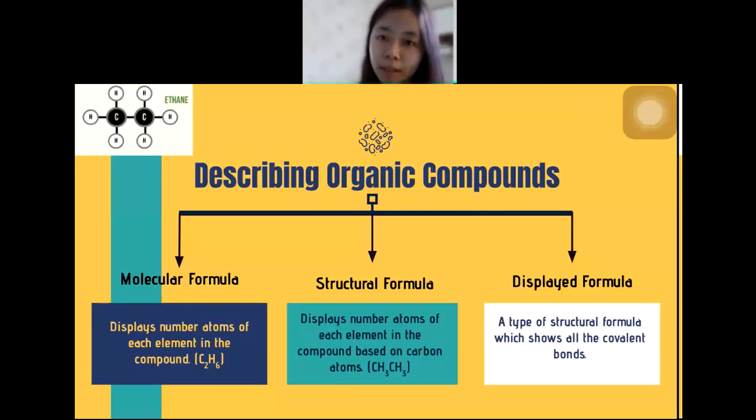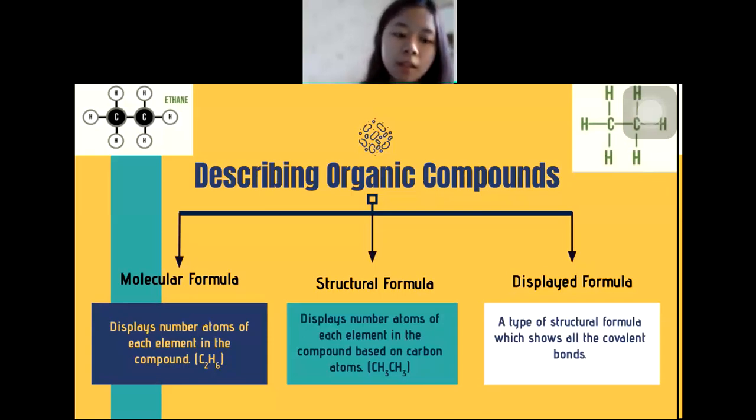And then the second one is the structural formula. So it displays the number of atoms of each element in the compound based on the number of carbon atoms. Still using the same example, ethane, I can split C2H6 to CH3 and CH3. And then the next one is displayed formula. So this is the easiest. It is the type of structural formula which shows all of the covalent bonds.